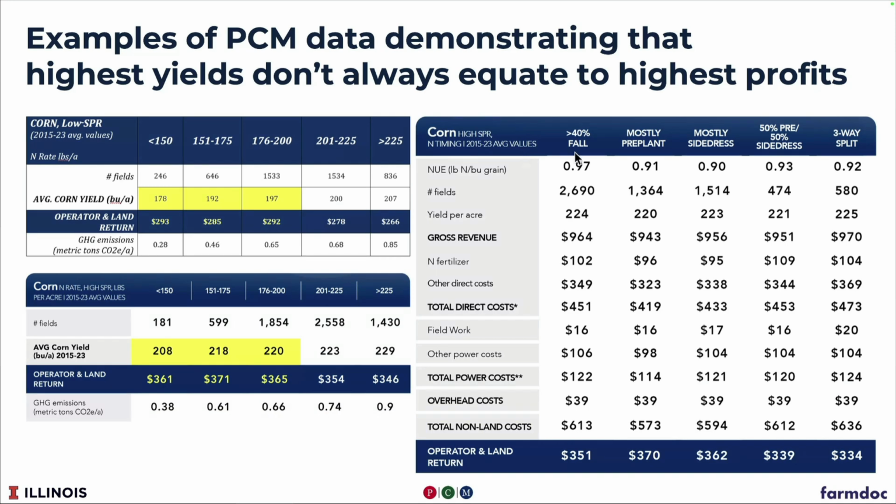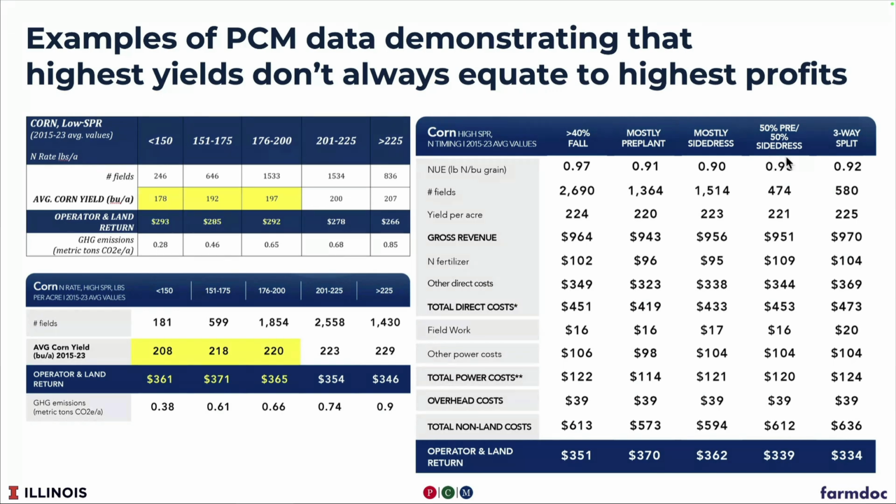The first category here is when more than 40% of the total nitrogen rate is applied in the fall. The next one over is when most of the nitrogen is applied pre-plant, so just before planting or at planting. This includes at-planting nitrogen applications. This next category is mostly side dress, where most of the nitrogen is applied side dress. 50-50 means that almost all of the nitrogen is applied in season, about half pre-plant and about half side dress.